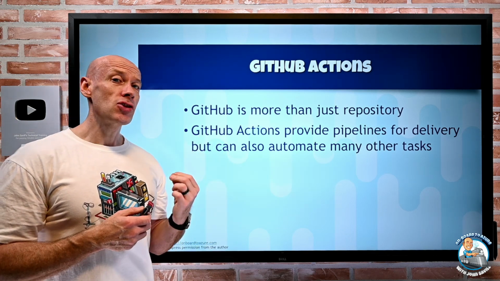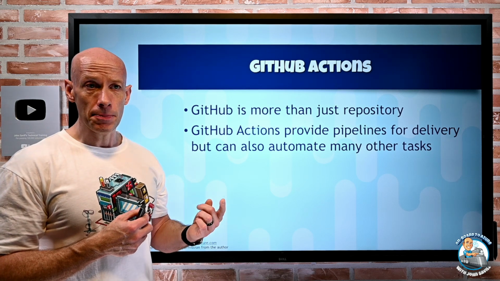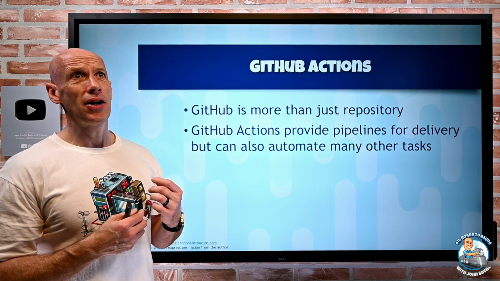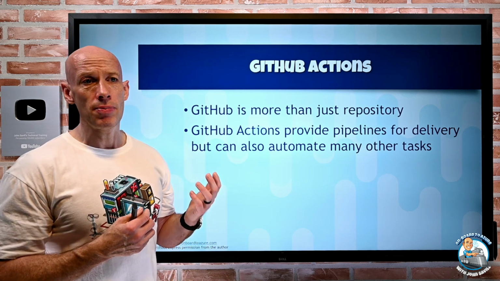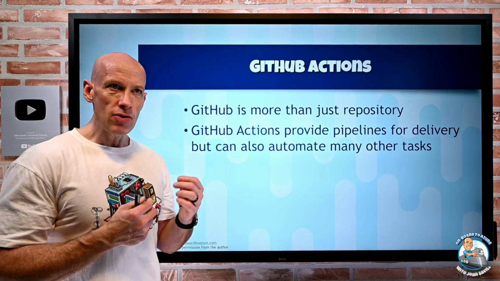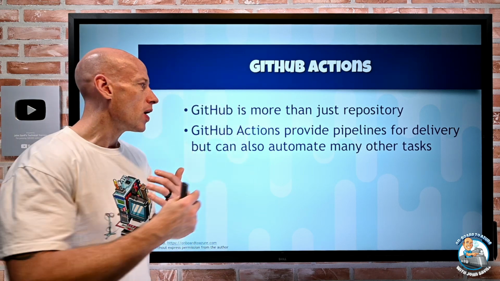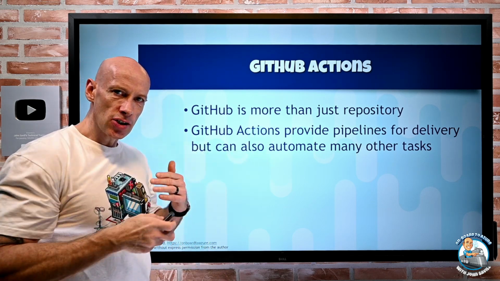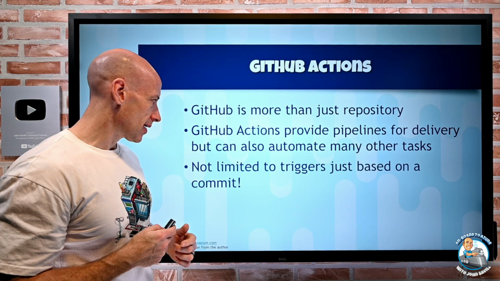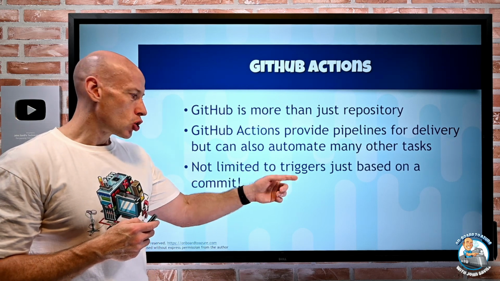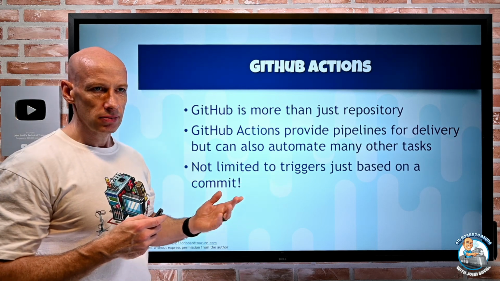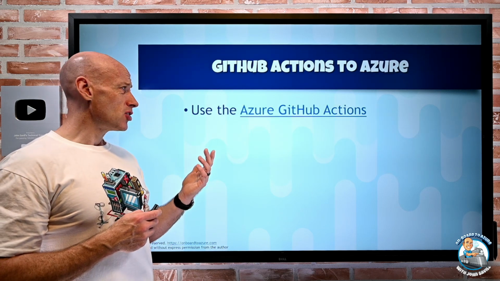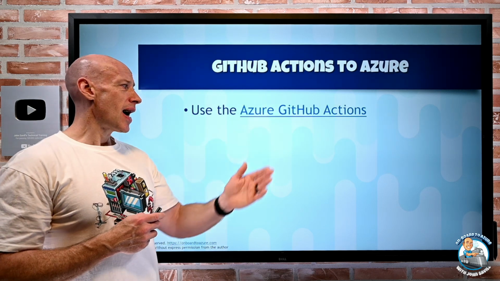Now, GitHub Actions can do a lot more than just CI/CD. I can create GitHub Actions, say, hey, someone has, I don't know, created a clone of my repo or started following something. So it really is about automation, which is why it's not just called DevOps or CI/CD. I can create actions which are steps on almost anything. So it's not limited to just triggers based on a commit. It's far more flexible than that. Obviously, I can use them to Azure. There are GitHub Azure Actions.